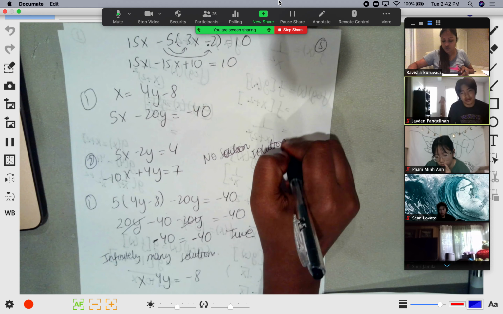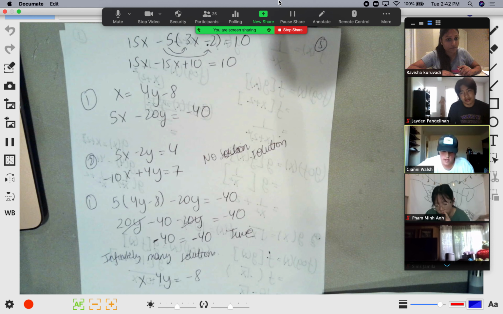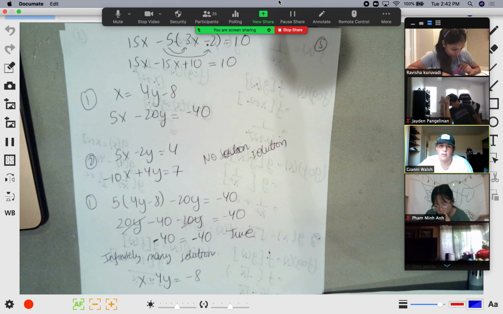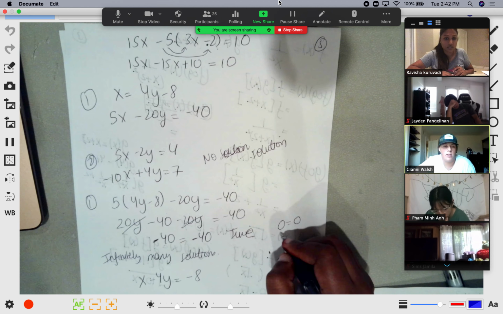Everyone got no solution? Okay. Miss K, just to clarify, for the first one, if you get infinite solutions, it really doesn't matter what your number is, right? Yes. As long as you get infinite solutions. Exactly. You can get 0 is equal to 0 sometimes when you are solving. It just has to be true. Okay, thank you.